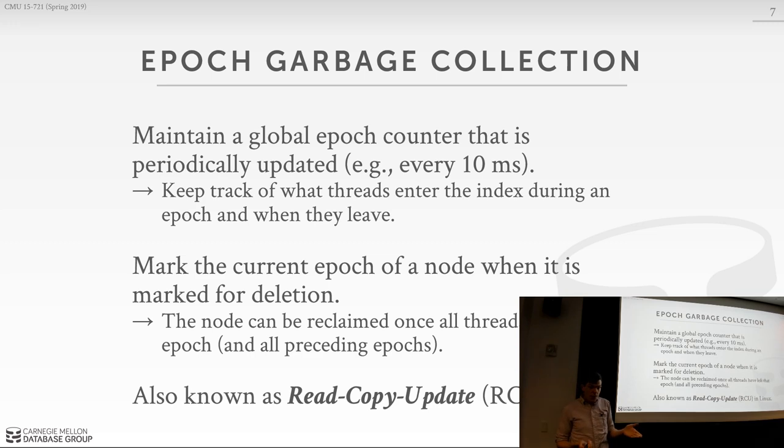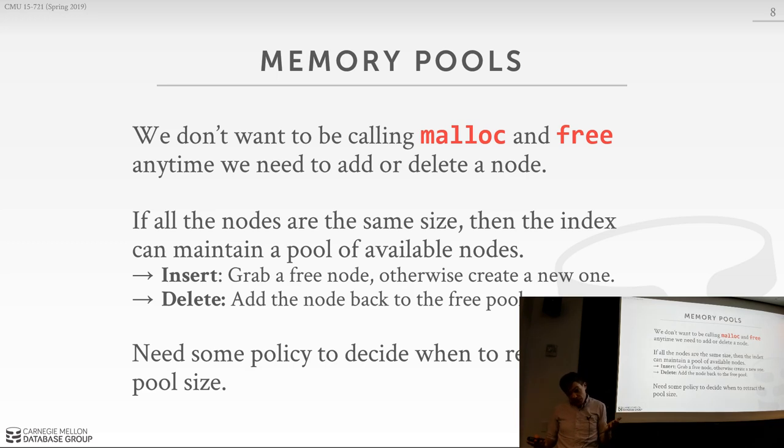But now, after we've identified what nodes we can garbage collect, we need to decide what we actually do with that memory. One thing we could do is just call free and give it back to our memory allocator, which may or may not give it back to the operating system. That would work, but it would suck because now we have to go into malloc, into our memory allocator, and say, hey, here's some memory you can have back. This also means that every time we need to create a new node, we call malloc to get a new chunk of memory that we can use for our index.